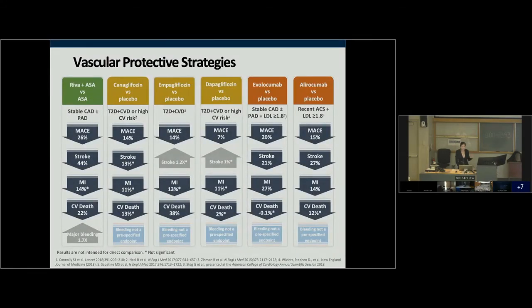This is a good summary of the reduction in MACE and specifically each independent endpoint for cardiovascular death, MI, stroke. I'll just breeze over this, but we now have a lot of these strategies that will help minimize the recurrent risk, the recurrent event.